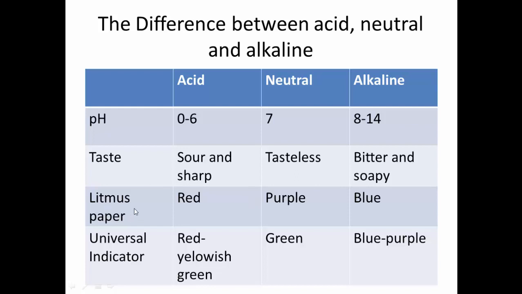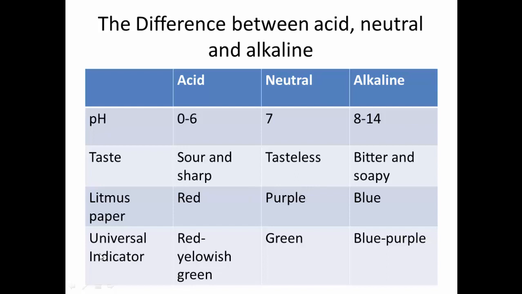How about litmus paper? If you put the litmus paper into acid, the color will turn red. If you put it into alkaline, the color will turn blue. And if you put it into a neutral solution, for example water, the color will turn purple.